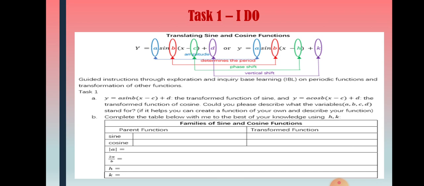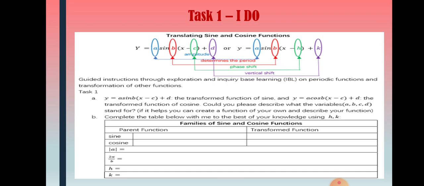This is I do, all right? If you notice, the transformed function of sine and cosine is given with this formula. Y equals A sine B quantity x minus C plus D, or y equals A sine B quantity x minus H plus K. Remember that when we worked with other functions, they used H and K for our horizontal and vertical shift, right? Well, right now, we're going to have C and D, which is exactly the same thing.